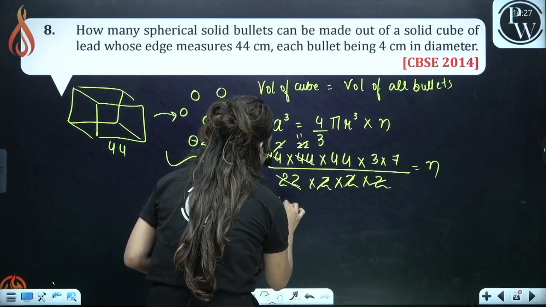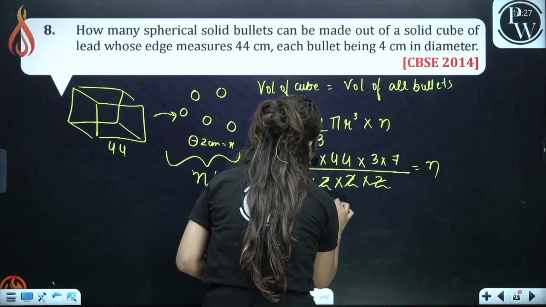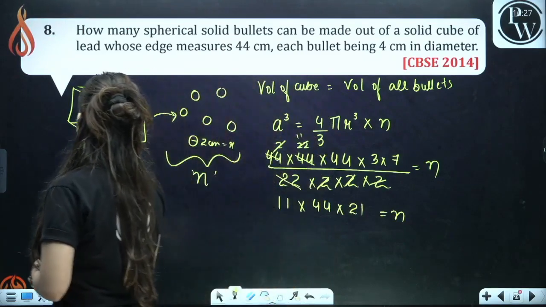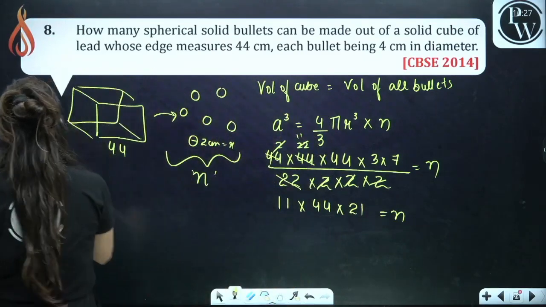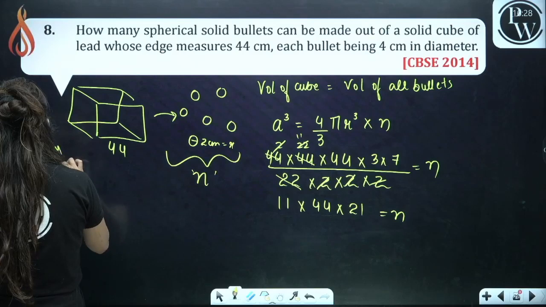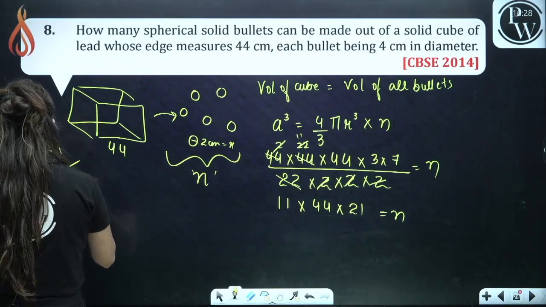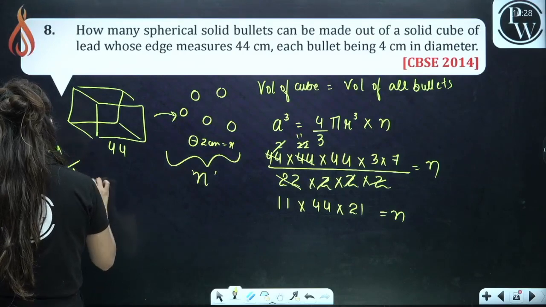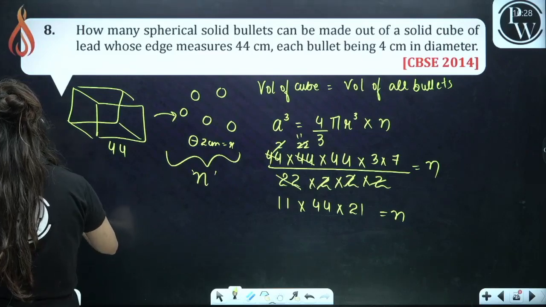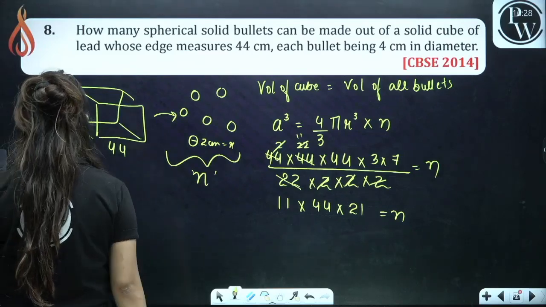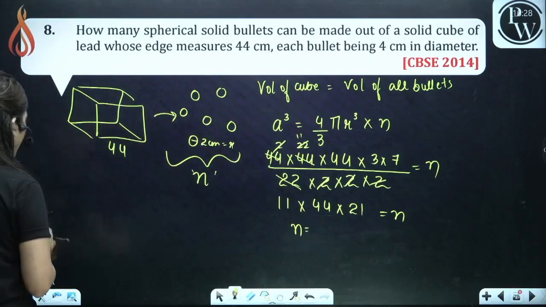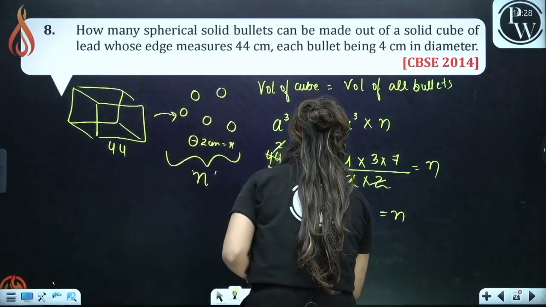Nothing left in the denominator. In the numerator, we have 11 into 44 into 7 threes are 21, which will be equal to the number of spherical bullets which we are forming. So this is equal to 44 into 11, which gives you 484. And 484 into 21 will give you what? This will give you 4, 8, 16, 1. So n will be equal to 2500 something, 2541 something something is coming. So it will be equal to 254.